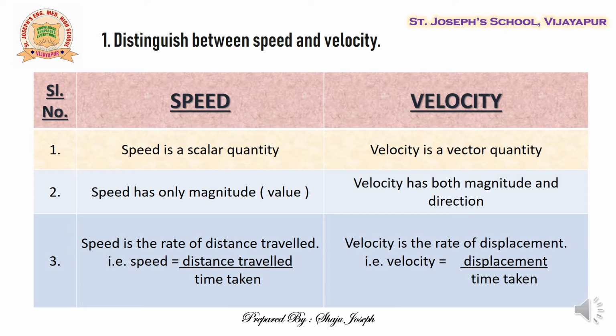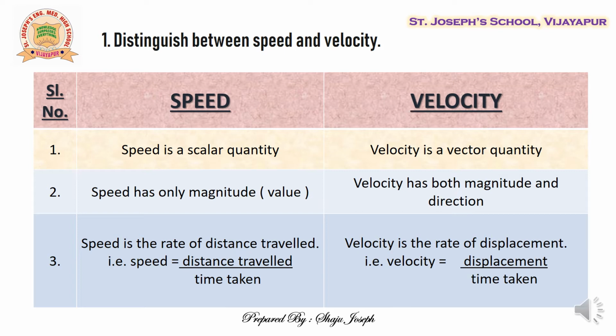Anyhow, I hope it is clear that there are two types of quantities. One which depend only on the magnitude or value. They are called scalars. So speed is one of them. And velocity being a vector. Vectors are those which have both value and direction.